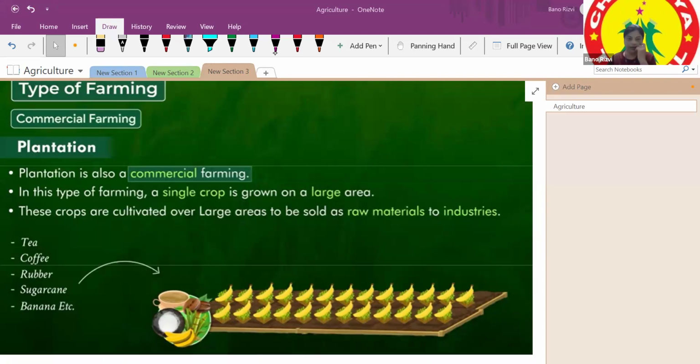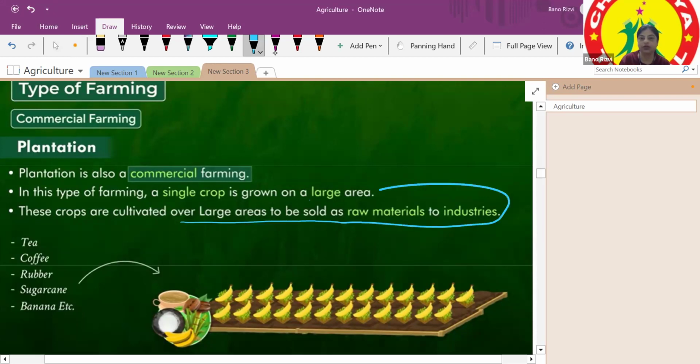Okay, I'm back. So next, commercial farming, we have plantation. Plantation is also commercial farming. In this, a single crop is grown on a large area. In case they have maize, they will grow it in a large area. These crops are cultivated over large areas and sold as raw materials to industries. They mostly use tea, coffee, rubber, sugarcane, and banana also. They have large plantations in a big area.